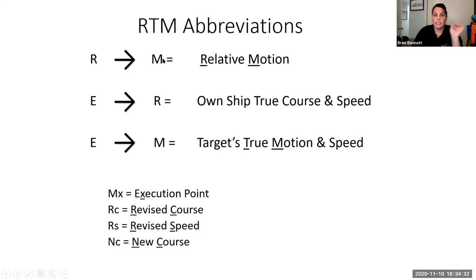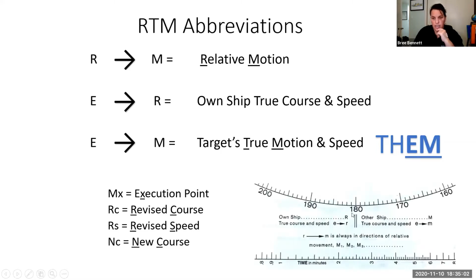So R to M is relative motion, right? That one's kind of easy to remember. E to R is your own ship's true course and speed. I don't really have a great memory aid for that. E to M is them. So it is their course and speed. And then we have a couple new abbreviations.